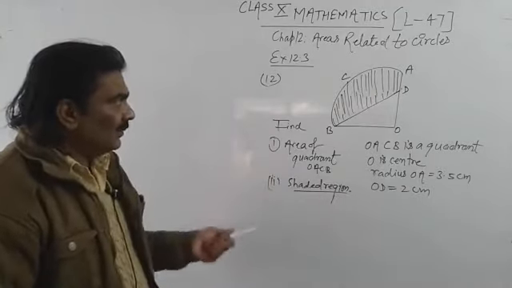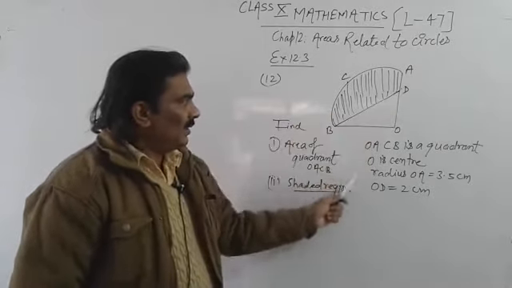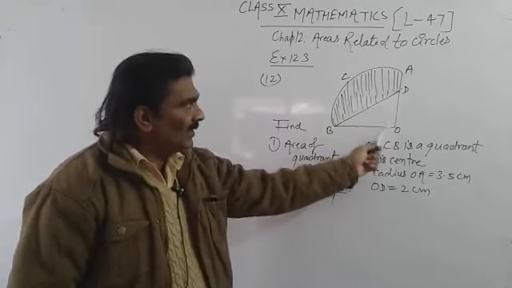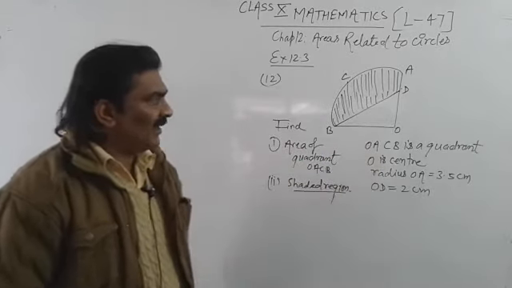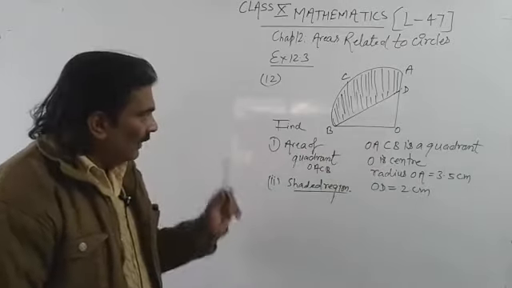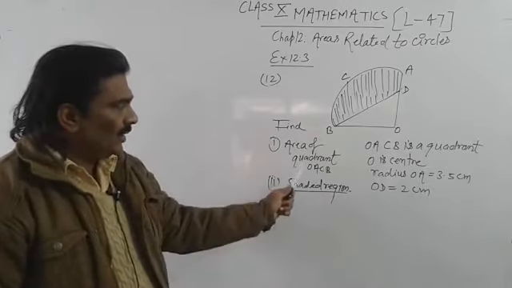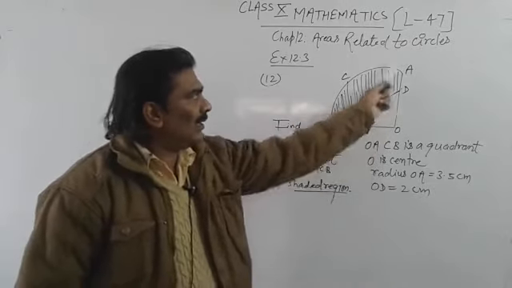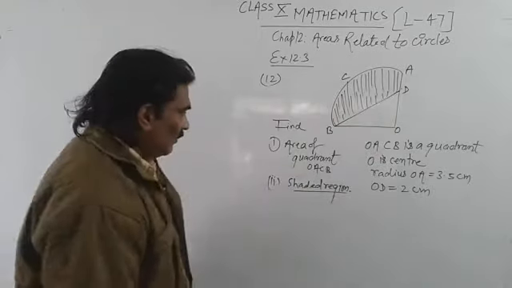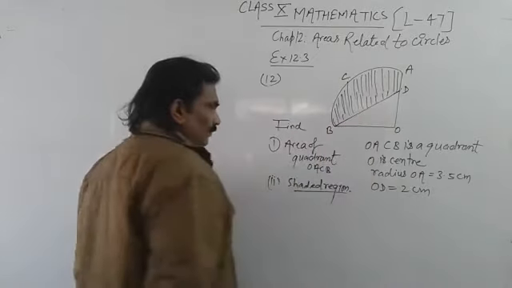So here students we have a diagram. OACB is a quadrant of a circle whose center is O and radius OA is equal to 3.5 centimeter, where OD is 2 centimeter, and we have to find first the area of quadrant OACB. It means we have to find the area of the quadrant, and second we have to find the area of this shaded portion.